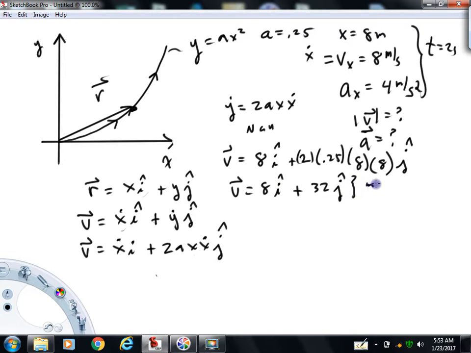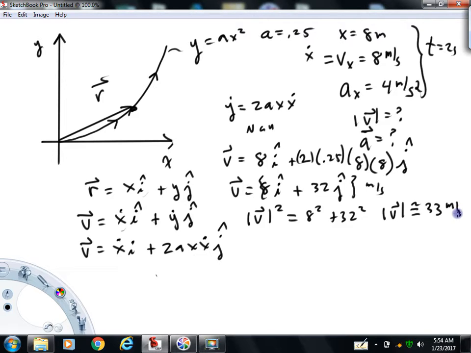And these would be in units of meter per second. Now, to actually answer the question that I was looking for, the particle speed. So that would be the magnitude of the velocity vector. So the magnitude of v squared is going to equal 8 squared plus 32 squared. Approximately 33 meter per second. So there's how fast that particle is moving at that point.